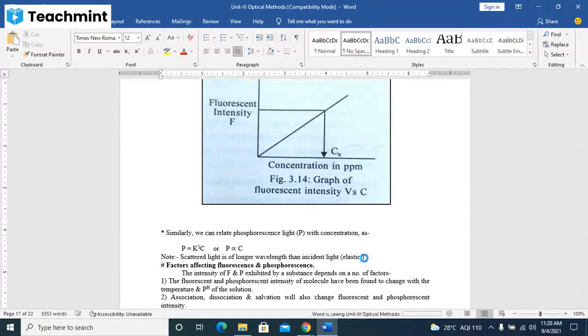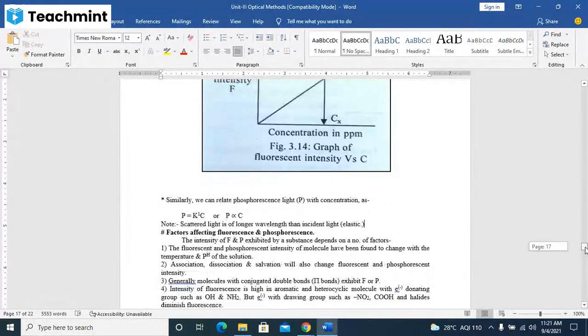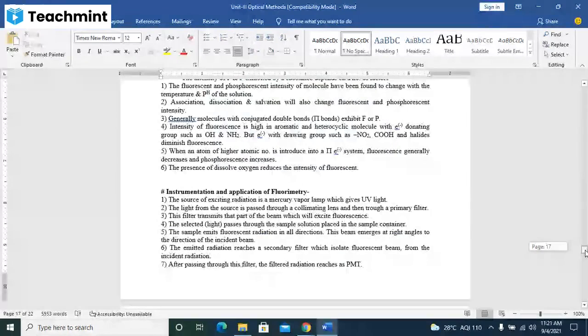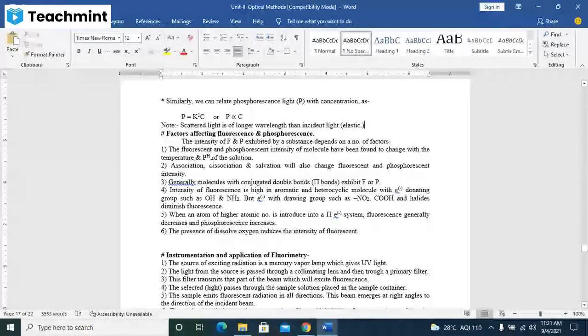Okay. The intensity of fluorescence and phosphorescence exhibited by a substance depends on a number of factors. This particular intensity of the molecule has been found to change with the temperature and the pH of the solution. सबसे important temperature and pH है. Then the association, dissociation and solvation. Solvation will also change fluorescence and phosphorescence intensity.